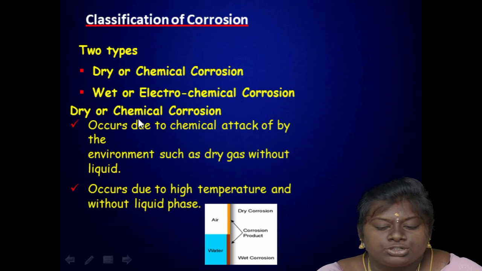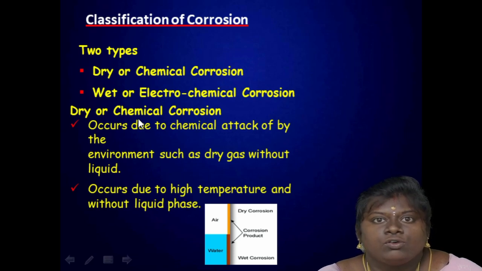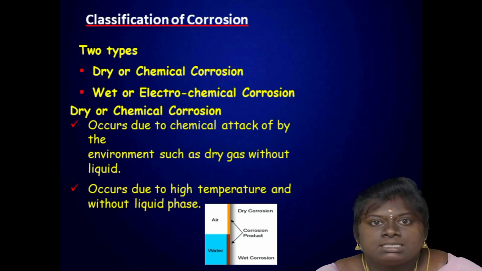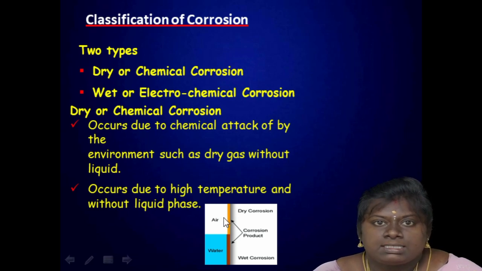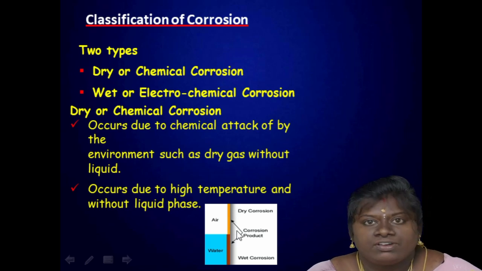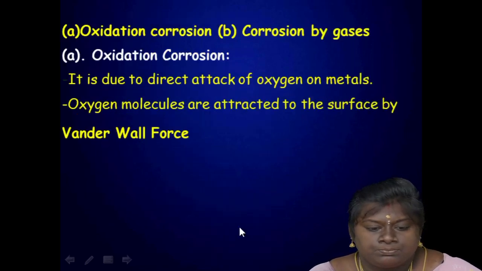Dry corrosion is the direct attack of oxygen or other molecules on the metal surface. Dry means only the direct attack of gases, without liquid phases. Usually dry corrosion occurs at high temperature without any liquid medium. If oxygen molecules attack the metal surface, it is dry corrosion. If it occurs in the presence of an aqueous medium or electrolyte, it is called wet corrosion. The final product is the corrosion product.